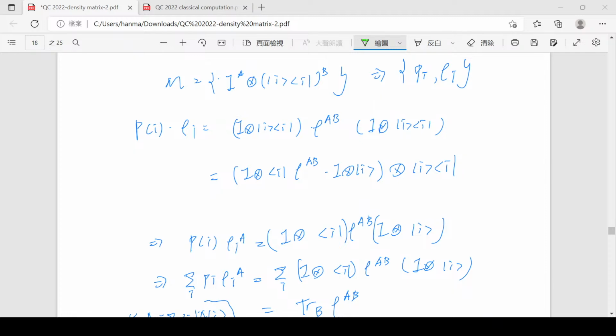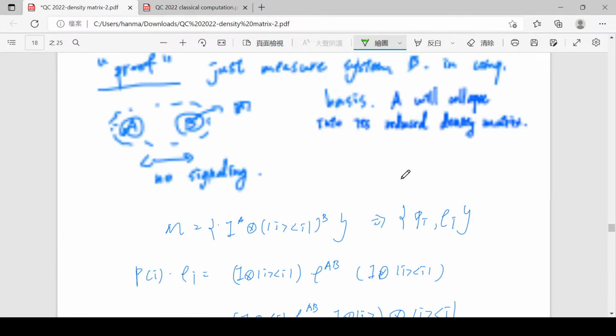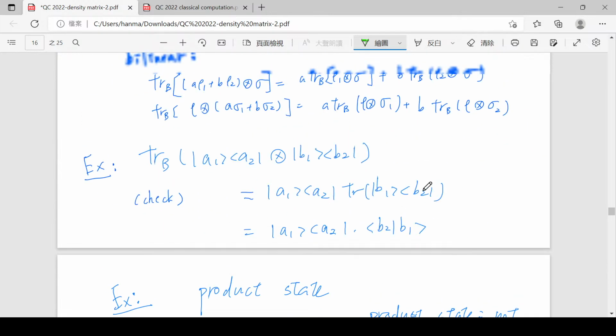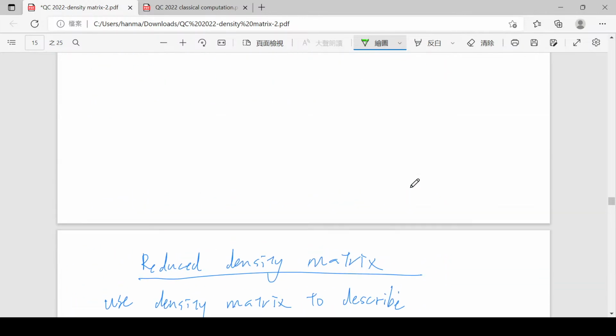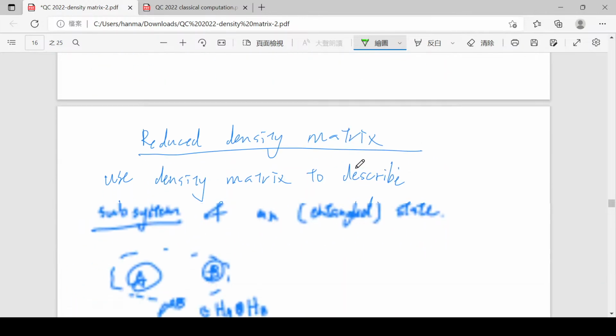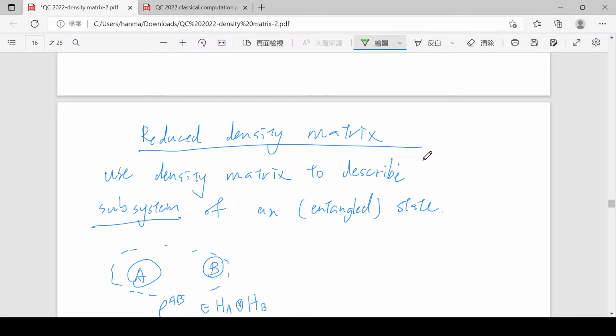Okay, it's time, so let's get started. Any questions from last time? If not, this time we start to talk about this concept of reduced density matrix.